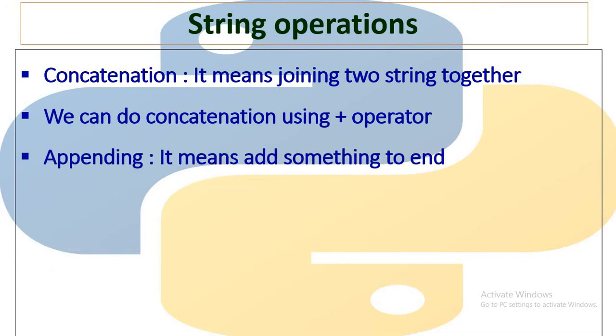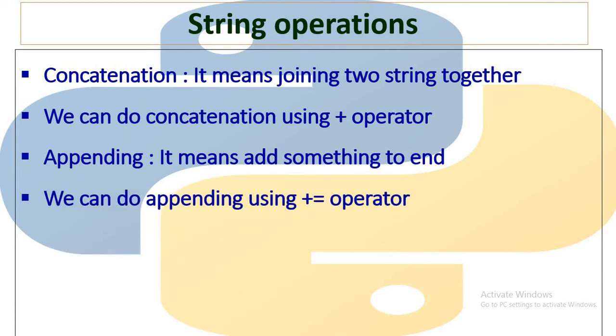Another operation that we will discuss is appending. It means adding something to the end of an existing string, and we will do this appending by using the assignment operator plus equal to.